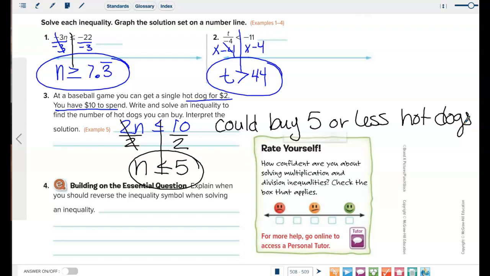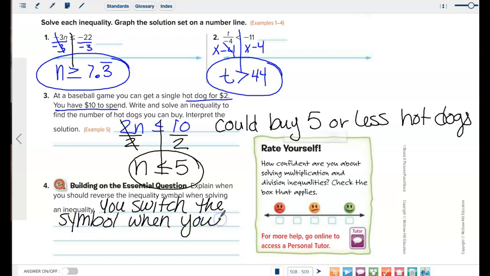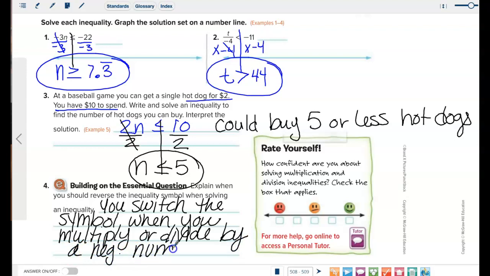All right, and the last one is number 4. Explain when you should reverse the inequality symbol when solving an inequality. So reverse in their terms is switch for mine. So you switch the symbol when you multiply or divide by a negative number.